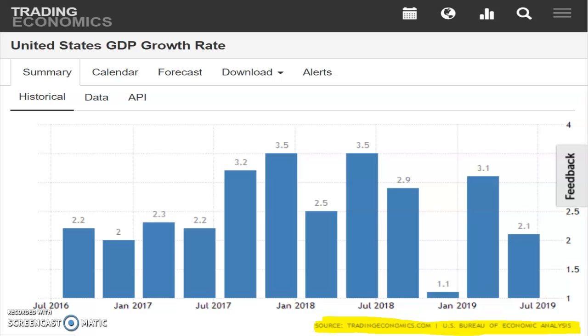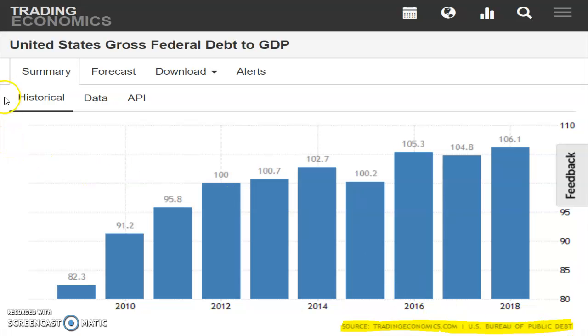And GDP growth rate, the same thing. It shows data going back many years, not just 2016, but far into the past beyond that. And it goes to the U.S. Bureau of Economic Analysis where GDP growth numbers are found. And then in terms of federal debt to GDP ratio, 106%, it went to the U.S. Bureau of Public Debt in order to get that information. So I think this website, Trading Economics, is a great site if you want to look at economic data for any specific country that you are trying to get information from. It does this for Europe also.